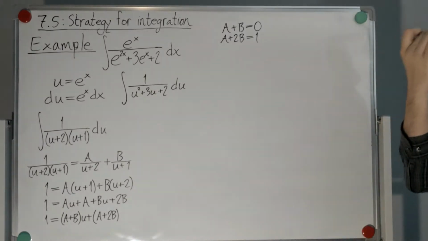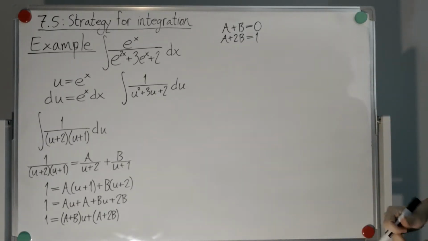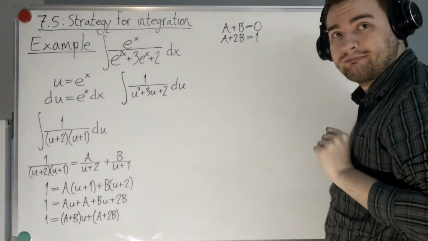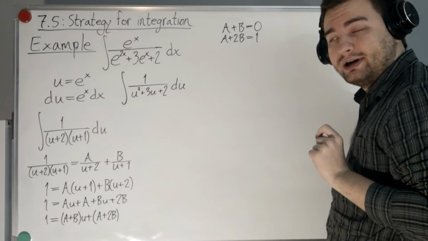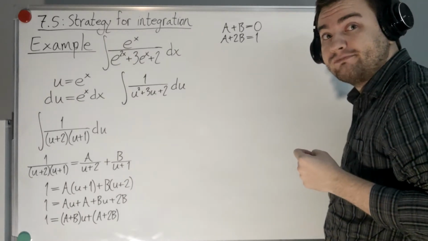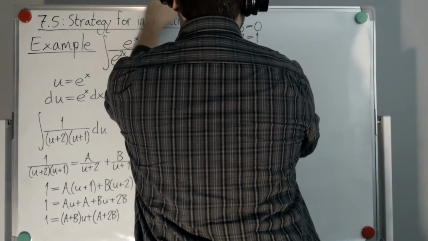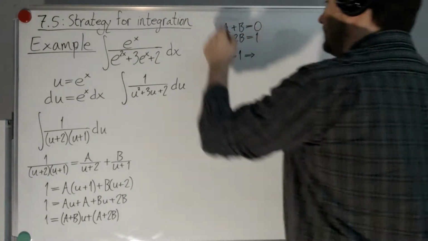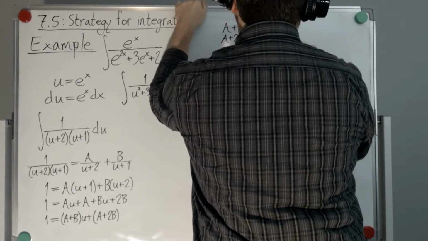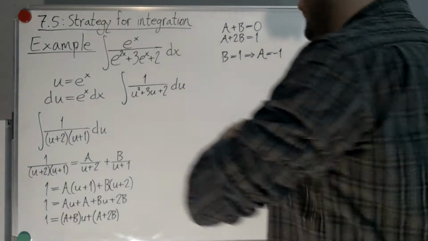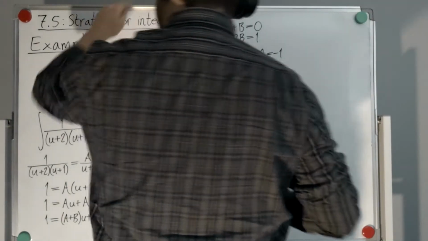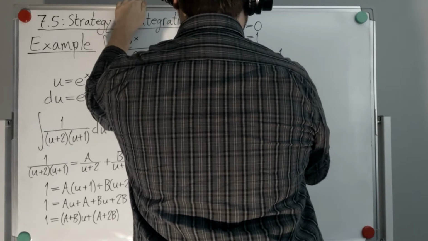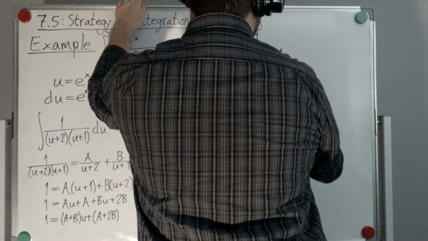Alright? So then from there, I suppose the next thing I'd want to do is subtract this second equation minus this first equation. You do that, the a's will cancel. You get 2b minus b, which is just b, and that equals 1. So b equals 1. And of course, if b equals 1 and a plus b equals 0, then a has to be negative 1. Which means that this integral can be rewritten as integral of negative 1 over u plus 2 plus 1 over u plus 1 du.